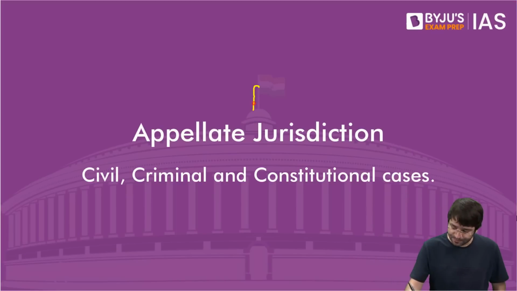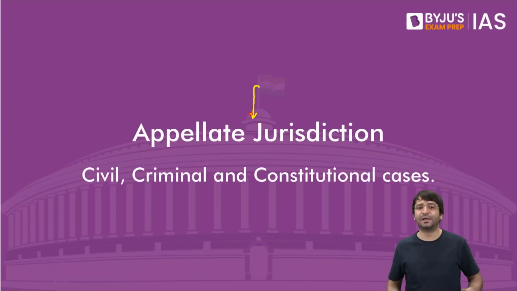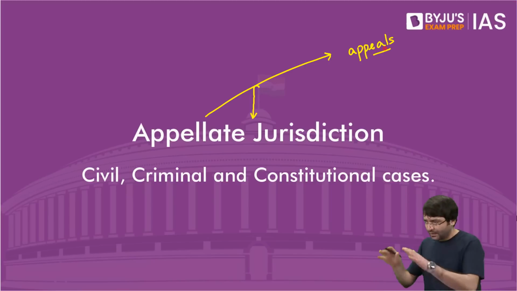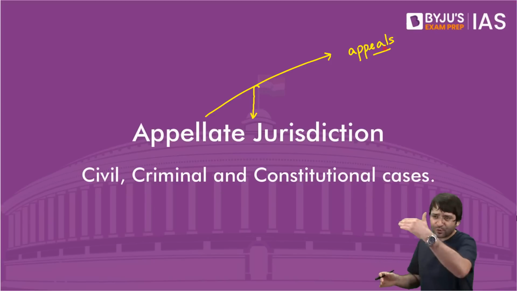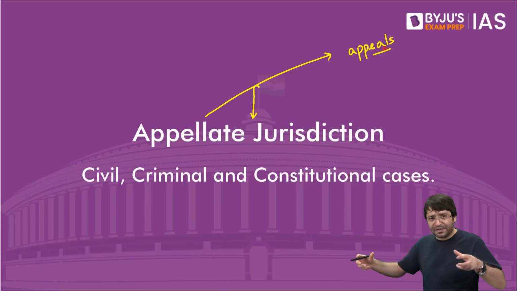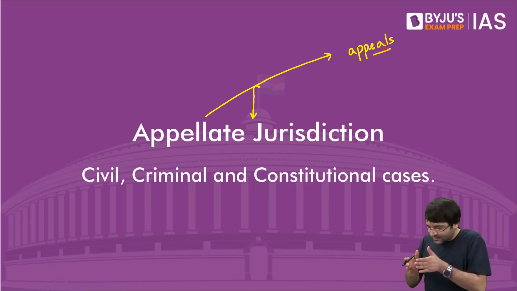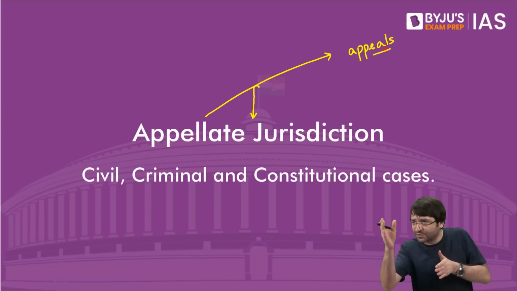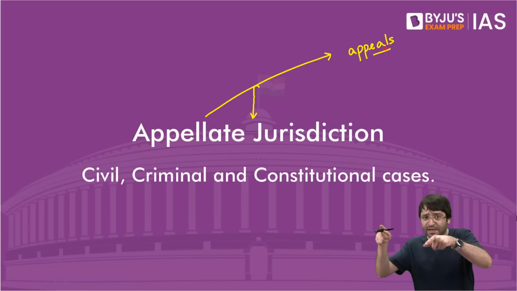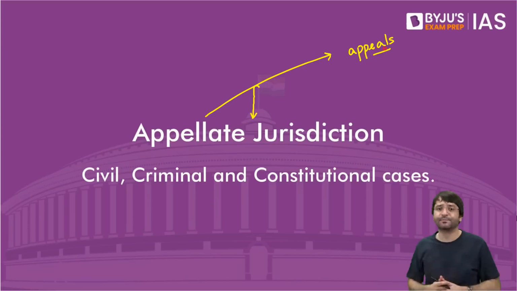The second is appellate jurisdiction. Appellate jurisdiction, as the name suggests, means appeals. What are these appeals? You don't like the judgment given by a high court. Can you approach the Supreme Court? That means in these cases, the petitioners don't agree with the judgment of the high courts. Once they reach the Supreme Court, we can say the Supreme Court has appellate jurisdiction on these cases. That means the Supreme Court is hearing these cases, not directly, but through appeal.